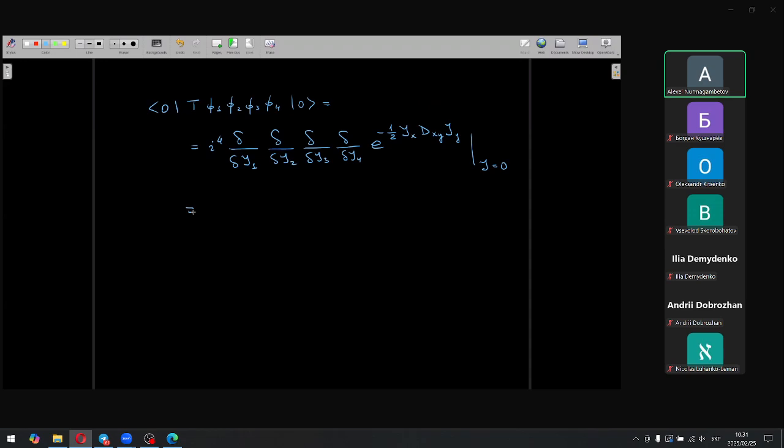Then, doing it step by step, we will apply the first functional derivative to this exponent. Then we get the following result: minus jx dx4 exponent of minus 1/2 jx dxy jy.